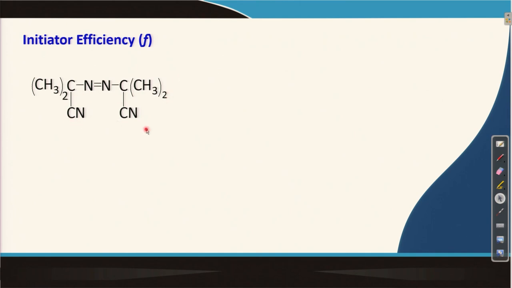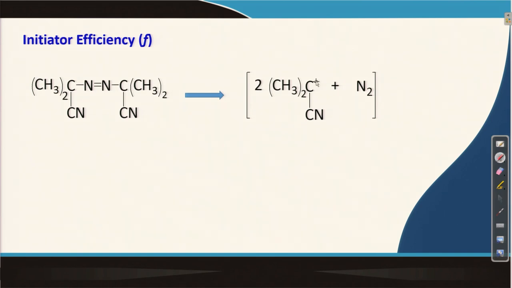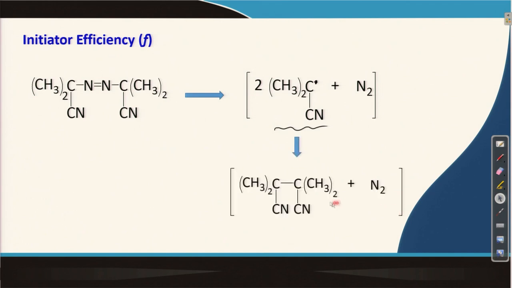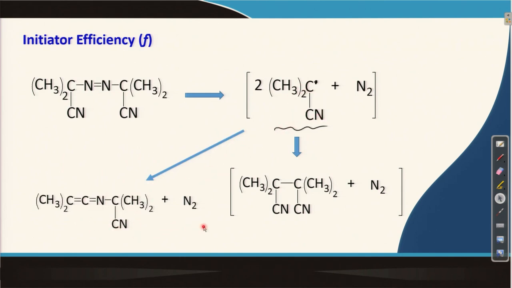And generally, some of the radicals are lost in some way. For example, if I take the case of AIBN, I have this radical, and this can self react, these radicals can react with each other and form non-radical species, which will be unable to start the polymerization reaction. So some of the AIBN radicals are lost. Similarly, it can also react with itself to form this molecule.